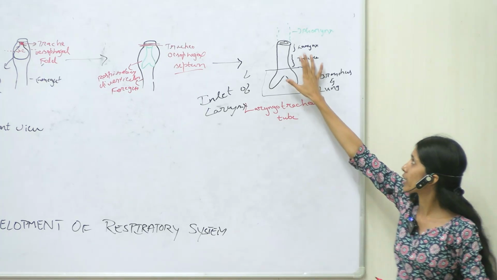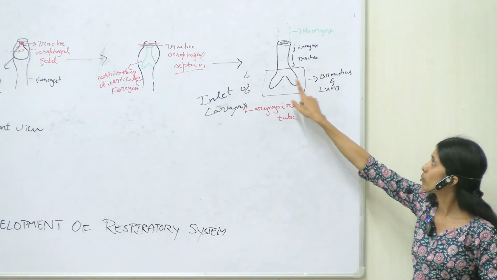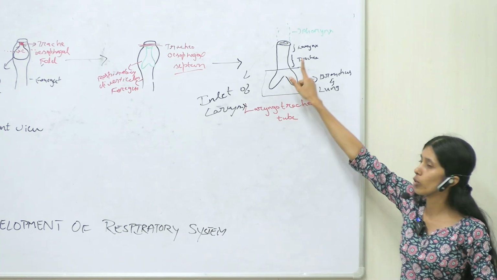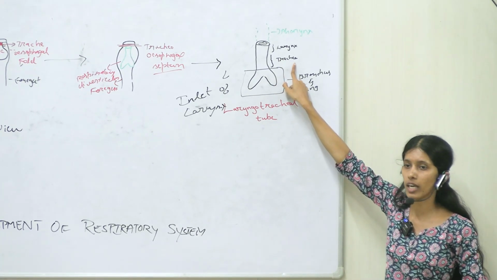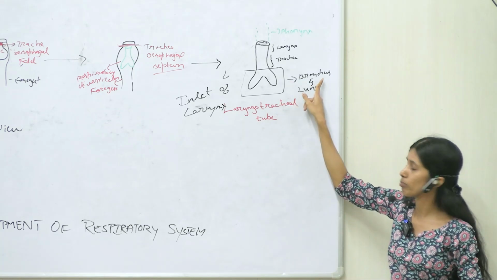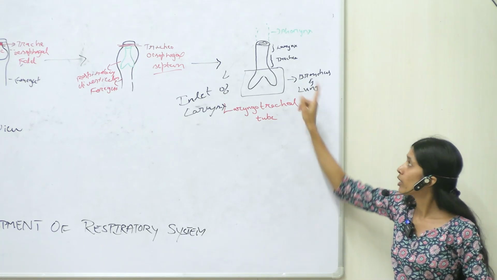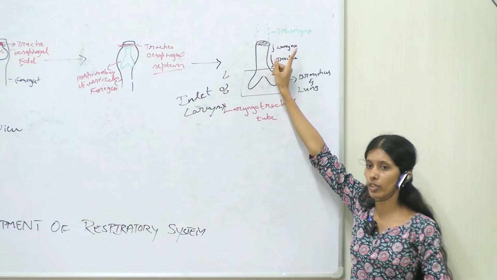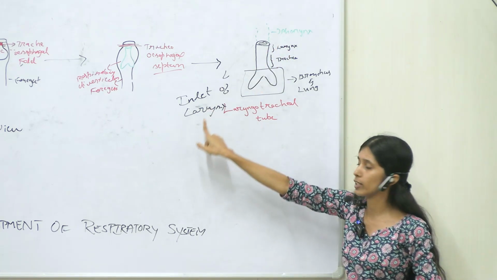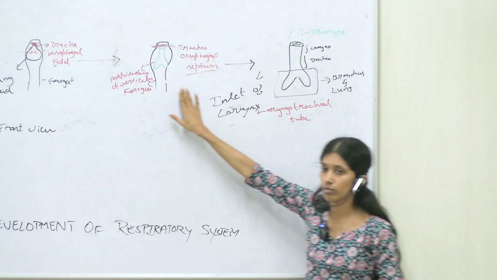Okay. From the cranial most part, we can see the development of the larynx. From the part that is present above the bifurcation, we can see the formation of the trachea, and from the bifurcation part, we can see the development of bronchus and lungs. The part which is forming a communication or connection with your pharynx is called the inlet of the larynx. Any doubts in this?